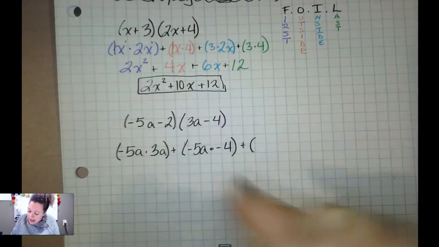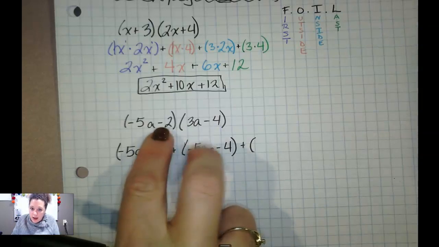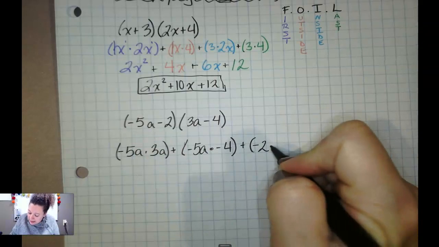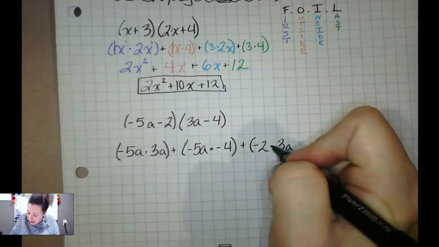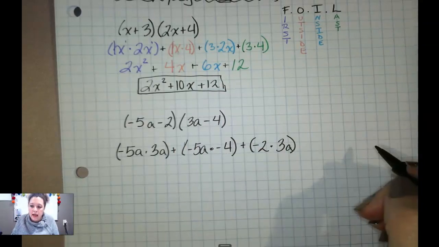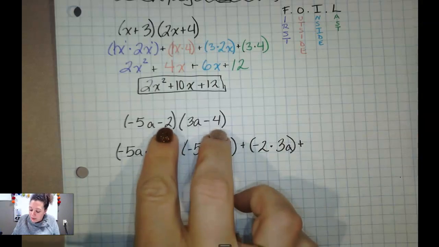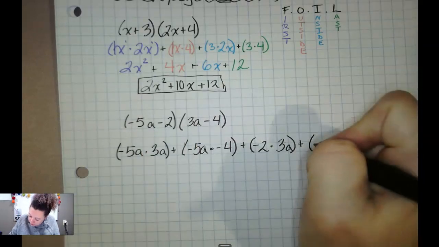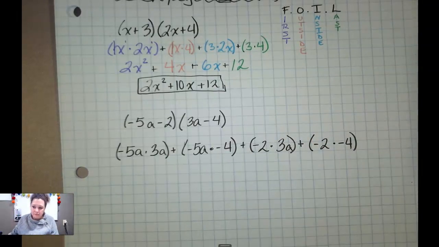And then to that, I'm going to add the product of my inside terms. So again, I have a minus sign in front of the 2, so it's going to be negative 2 times a positive 3a. We don't need to write the plus sign for positive. We know it's positive. And then the final step is going to be to that, we're going to add the product of negative 2 and negative 4, our last terms in each polynomial. So negative 2 times negative 4.